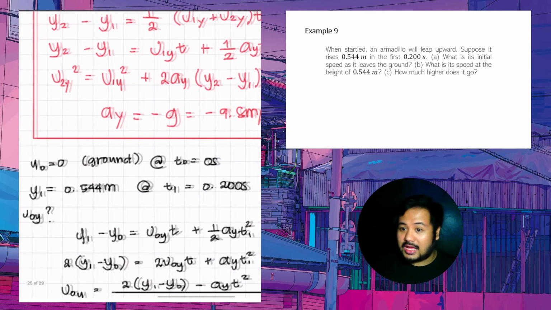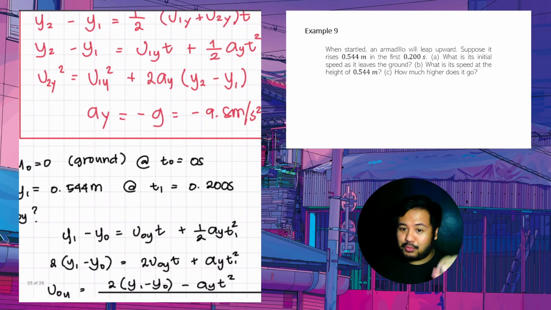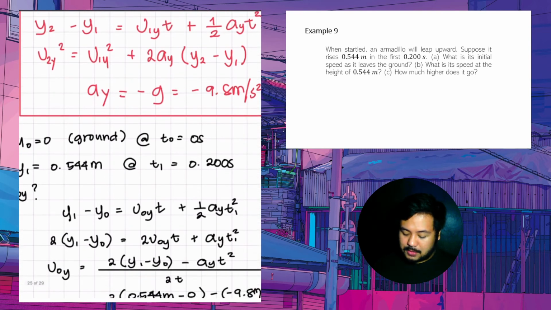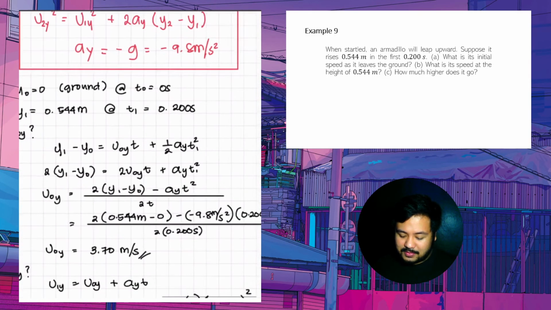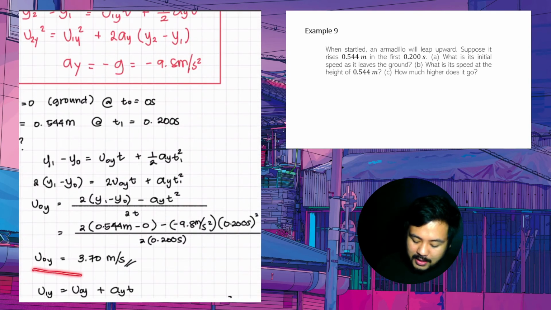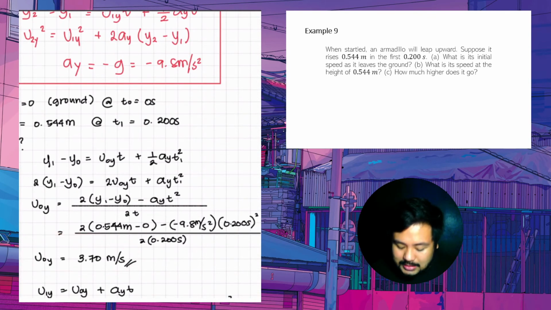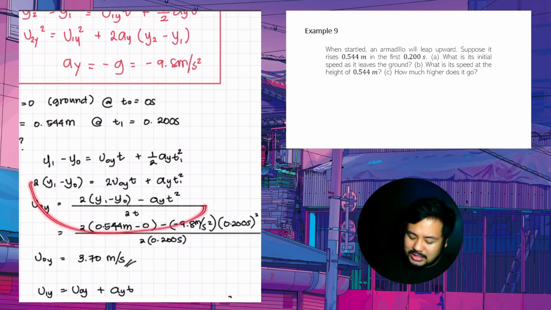y1 minus y0. I have analyzed the problem from point 0 going to point 1. Okay? So, I have delta y that is just equal to 0.544 meters. So, evaluating and substituting all the values from that equation, I could solve for my initial speed. That is 3.70 meters per second. So, these are just the algebra part. Okay, the answer is 3.70 meters per second.